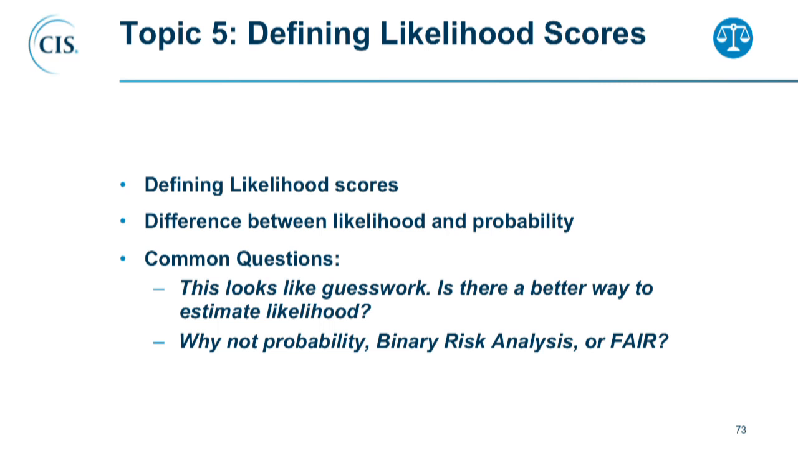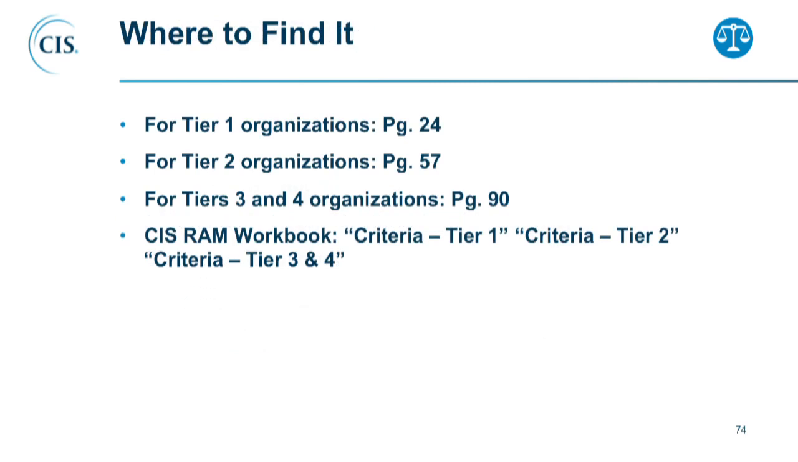Let's move ahead. So you'll find much of this, but not all of this because of the Easter egg, on page 24 for Tier 1, page 57 if you're Tier 2, and if you're Tier 3 and 4, you'll see this information on page 90, and you'll find this on the criteria tabs as well. So let's move ahead.